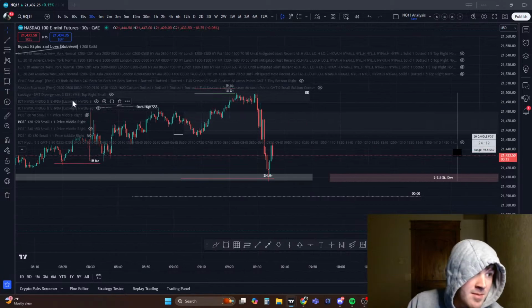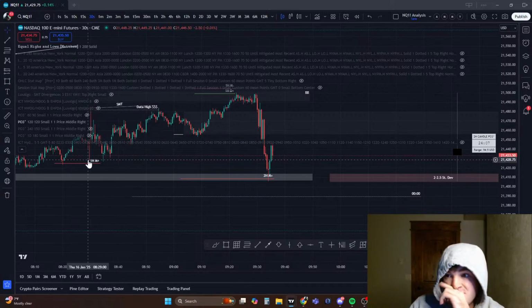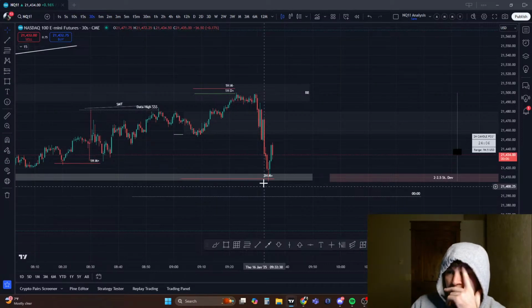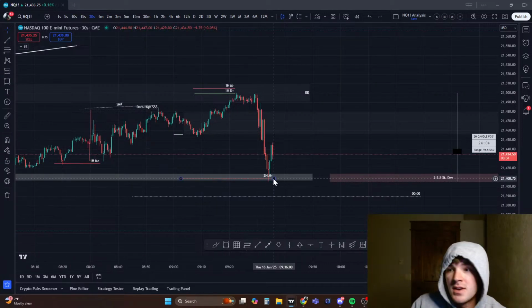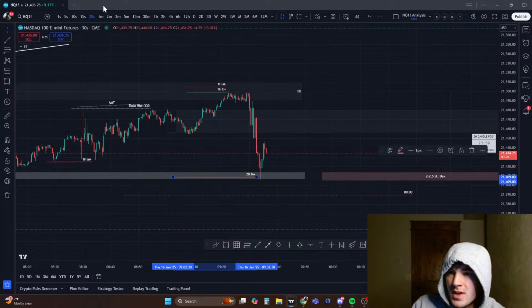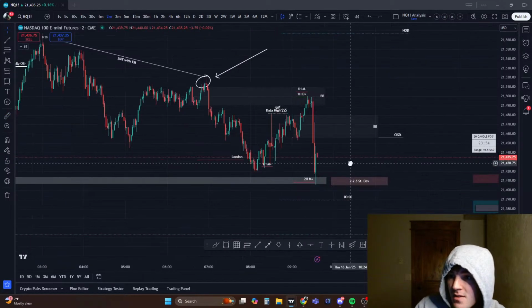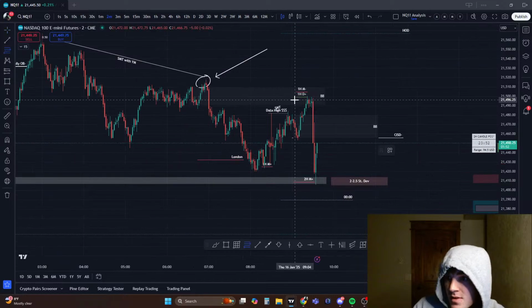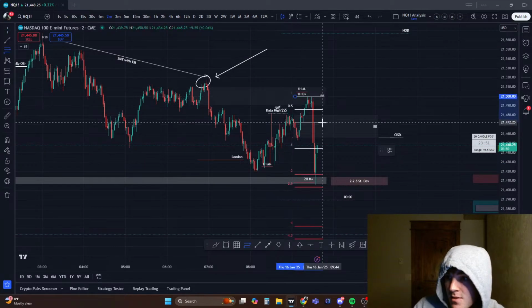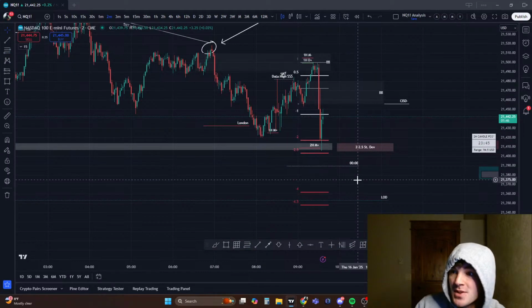Wait, let's look at more stat map levels. Like I said, we went right to this area here. And this 2 to 2.5. Oh wait. Now that I'm realizing, if this was the 2 to 2.5, then we should be going to low of the day. We should be going to low of the day.